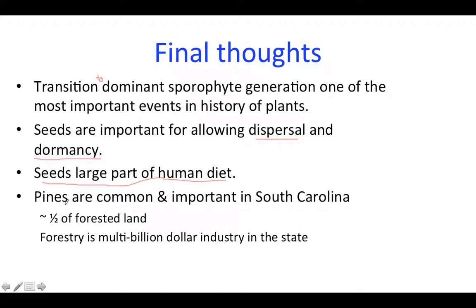Finally, pines continue to be very important in South Carolina. About half of our forested land is pine forest, and forestry in South Carolina is a multi-billion-dollar industry, so it is obviously a big part of our state. In our next video, we are going to move on and start talking about the flowering plants, or the angiosperms.